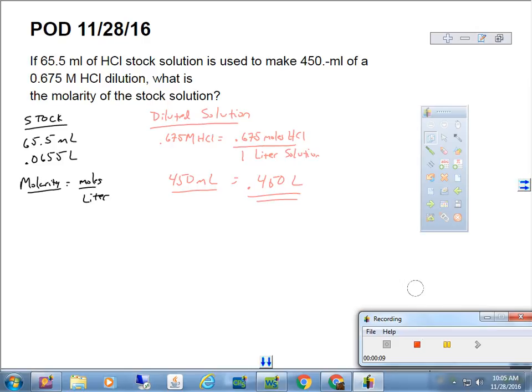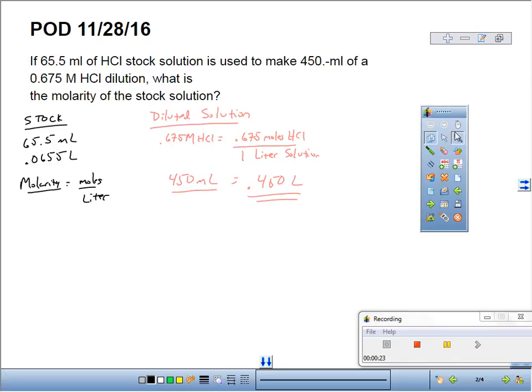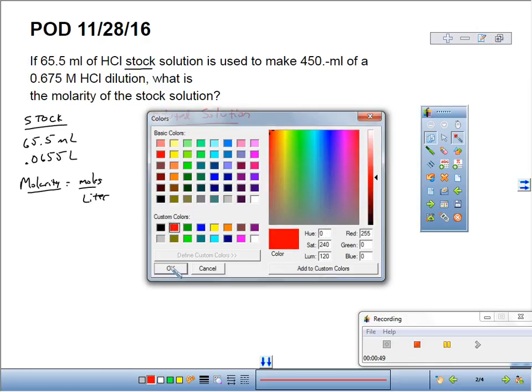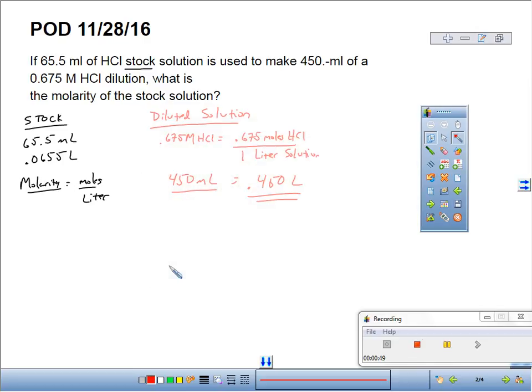Okay, so first of all, if we look at this problem, one of the things that you'll notice is that in almost every dilution problem, they're really talking about two solutions. In this case, there is the stock solution, which we have. So what we first did is to identify the two. The stock solution will be in black, and the dilute solution, which in this case is going to be everything in red.